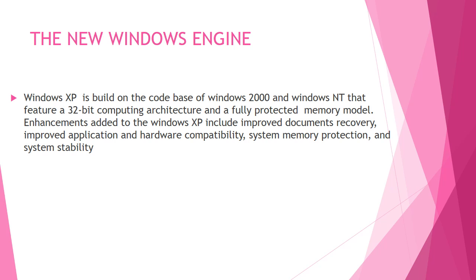So XP has that feature of recovering data and information, and improved applications and hardware. Those applications are software programs that we will be able to store on our system, and the hardware is the physical part of the computer that we can see and touch. Then compatibility, system memory protection and system stability. It makes sure that the functions and the system are more stable.